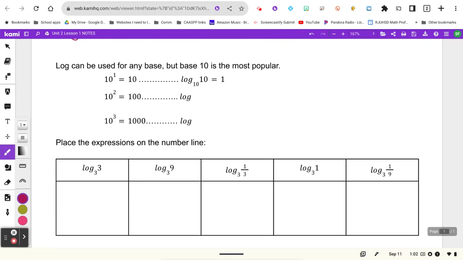Now these we can also rewrite. We have these in exponential, we can write them in log. Just make our little L, so log base 10 of 100 is 2. Log base 10 of 1,000 equals 3.